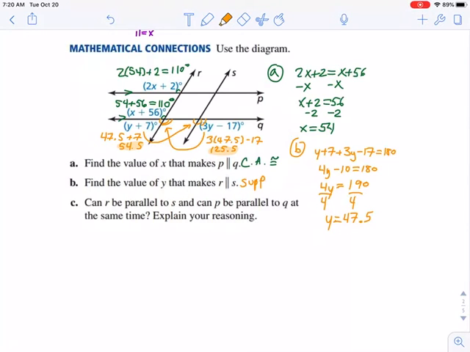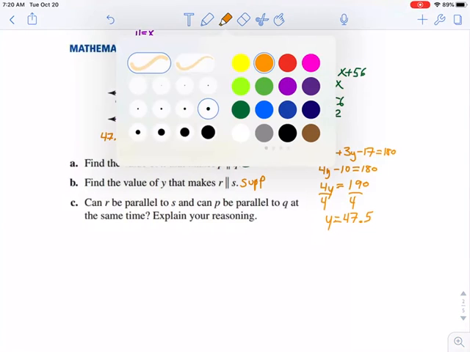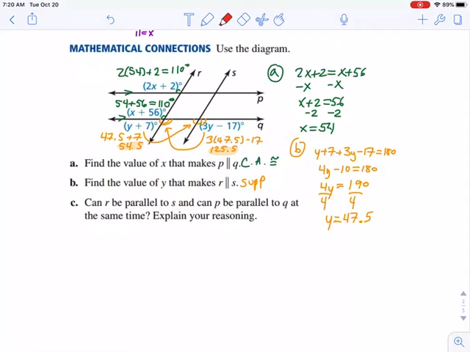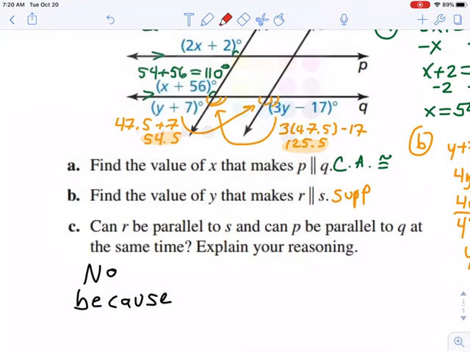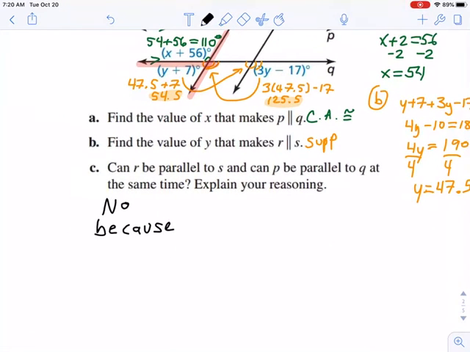Can R be parallel to S, and can P be parallel to Q at the same time? And there's several ways we can go about this. The answer is no. Oops, I'm in highlighter mode. The answer is no, for several reasons. All right, let's just talk about this. That right here, 110 plus 54.5 doesn't equal 180, and that was a linear pair.